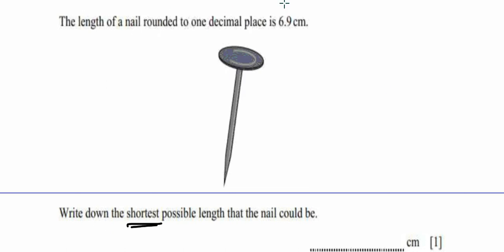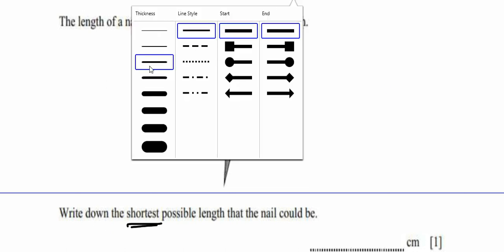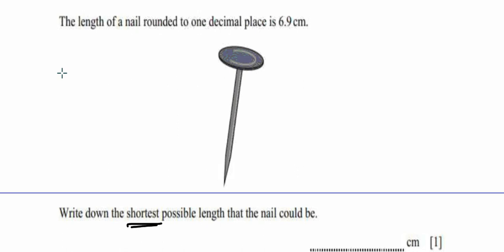And draw a number line, a very simple number line. Okay, so this is my ruler. Then on it I draw that the length of a nail rounded to 1 decimal place is 6.9. Okay, this is 6.9. Now the question is, write down the shortest possible length that the nail could be.